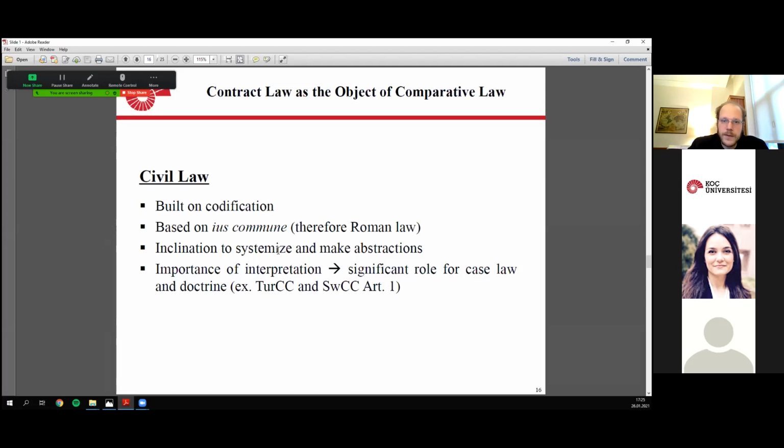Another characteristic of civil law is the inclination to systemize and make abstractions. When you look at civil law codes, you see there are very abstract rules. And when you are faced with practical problems, you have to put these practical problems under an abstract rule. This is how the law usually operates in civil law jurisdictions. This also has another result. The interpretation of those abstract rules is very important, and to that end, case law and doctrine is very significant, and we have seen an example of that in the first article of the Turkish Civil Code already.